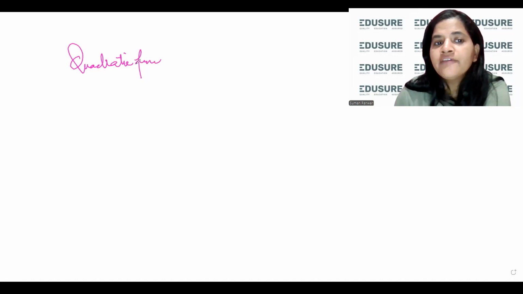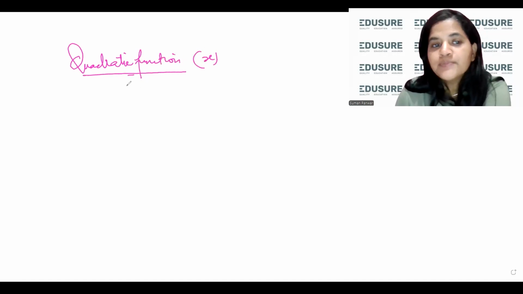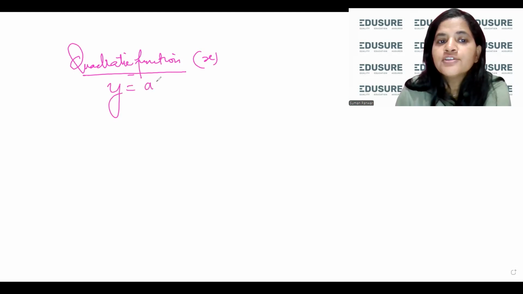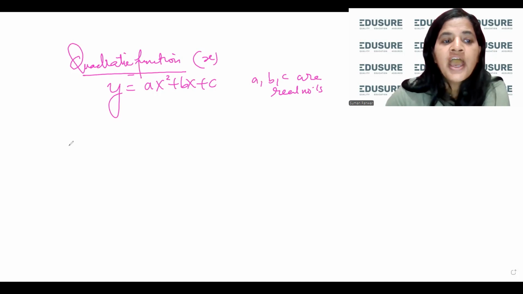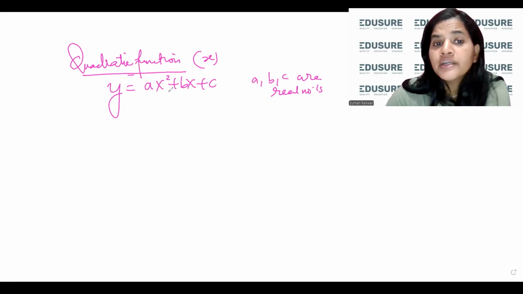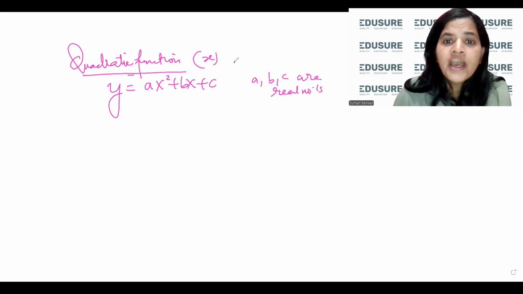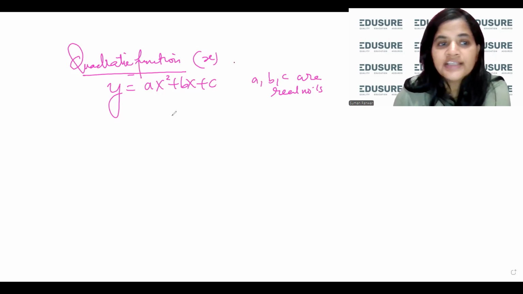A quadratic function in a variable x is of this particular type: y equals ax square plus bx plus c, where a, b, c are real numbers. Okay, this is what a quadratic function is, and today I'll be discussing the vertex form of it. Now, what do you mean by the vertex form of it? I will explain it to you through an example.